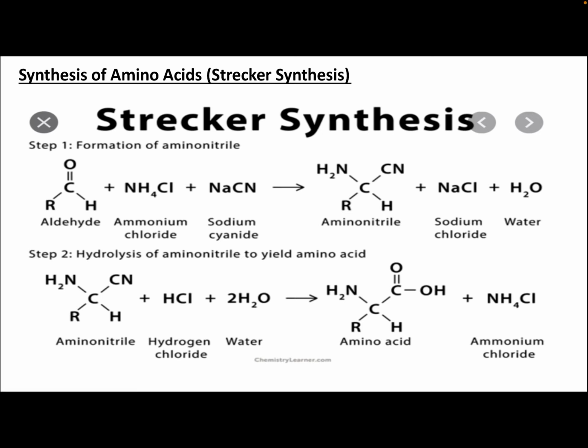So here RCH(NH2)COOH. This is the common amino acid, as we know, with carboxylic and amino groups, and on C there is R. It gives the amino acid and ammonium chloride. So by Strecker synthesis, in this way we can prepare amino acids.